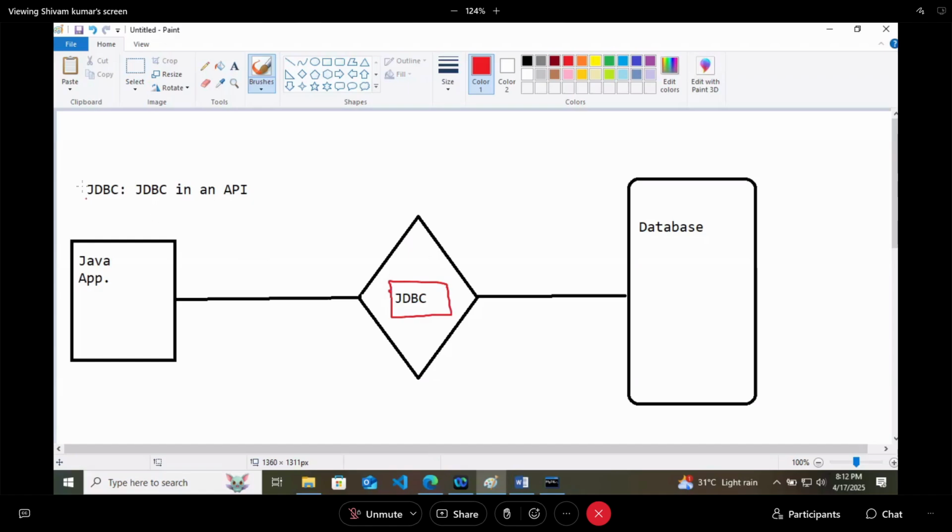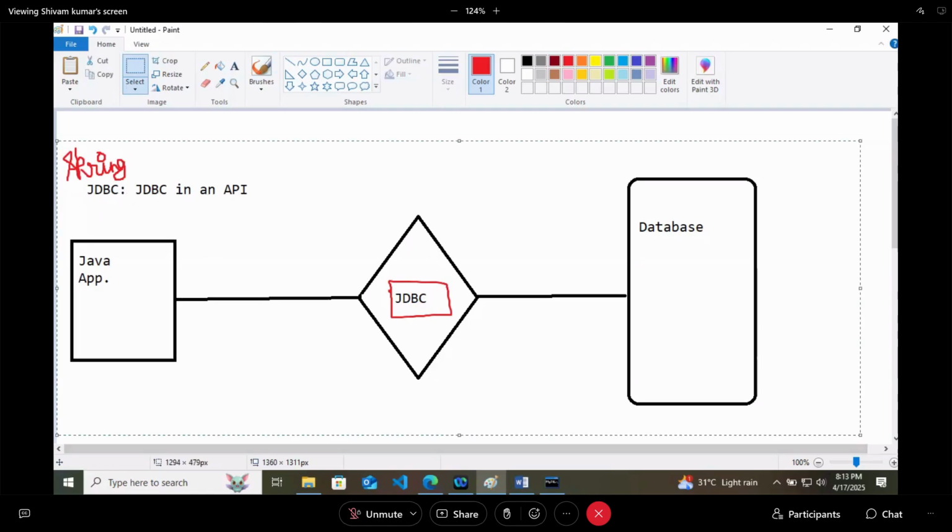Then why are we adding one more word before JDBC, this word Spring? Because it will solve many problems here. Generally, the JDBC flow is like this.